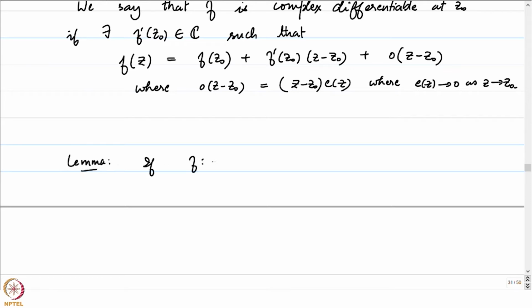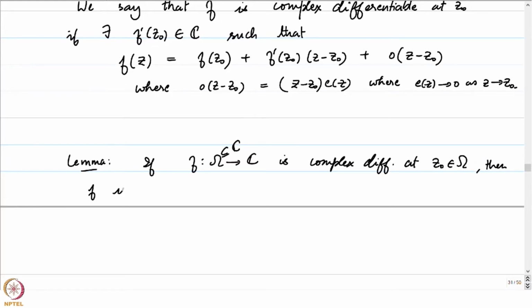If f from omega to C is complex differentiable at omega contained in C at the point z naught in omega, then f is continuous at z naught.